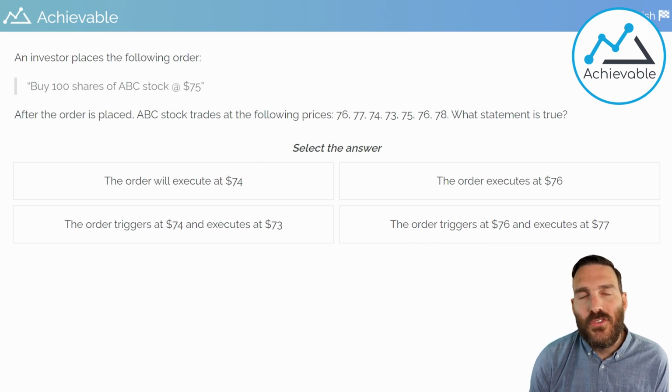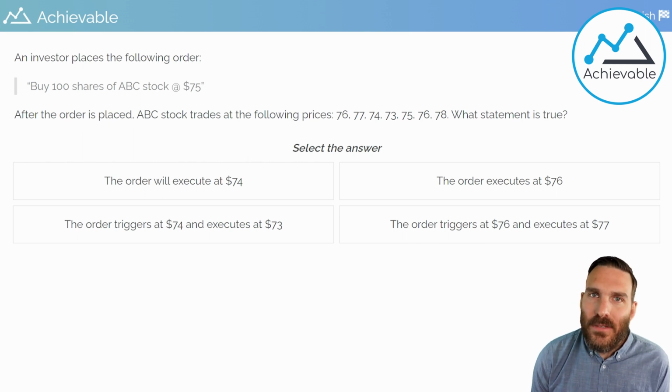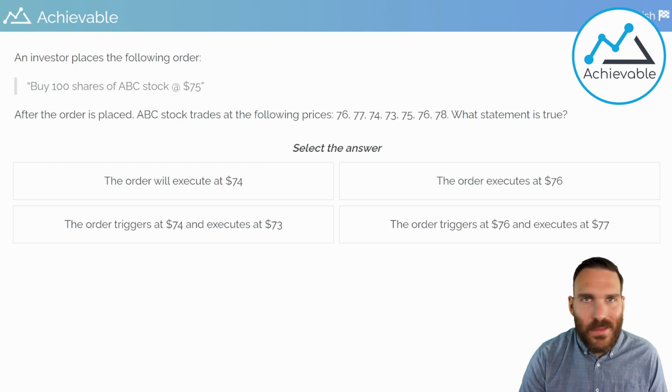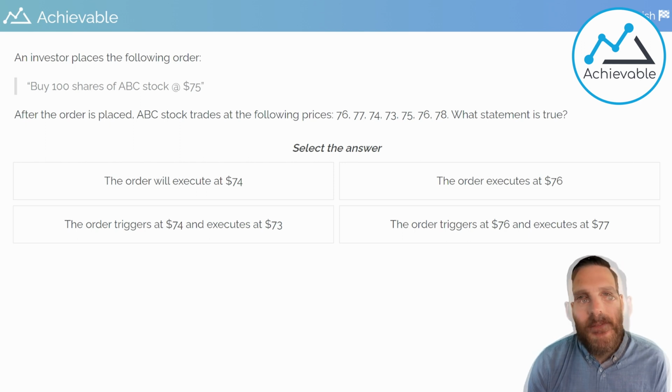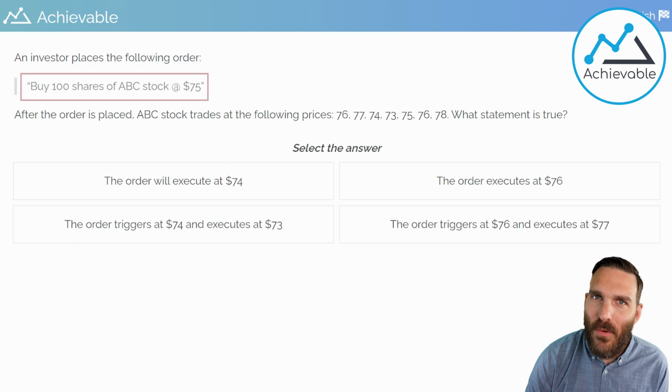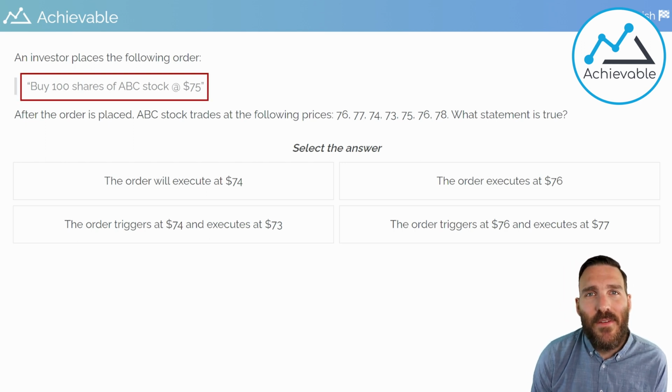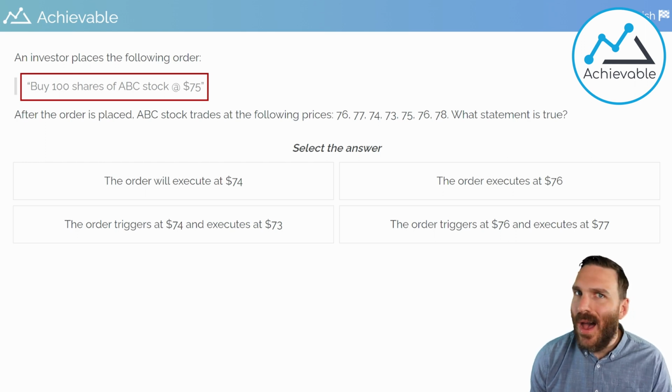What statement is true? Now, if we look down at the answers, obviously we're looking to see what actually happens with the prices that they gave us, the order they gave us. So we have to feel really comfortable with what the order is telling us and how to apply it in this circumstance. First thing, let's look back up at the order. Now it says buy 100 shares of ABC stock at 75, but it doesn't tell us what order it is specifically. It doesn't say market, doesn't say limit, stop, or stop limit.